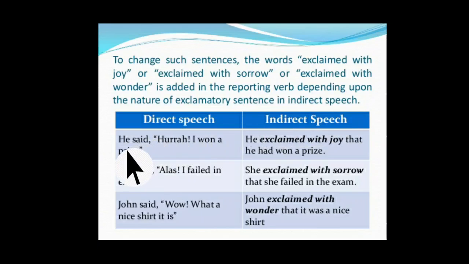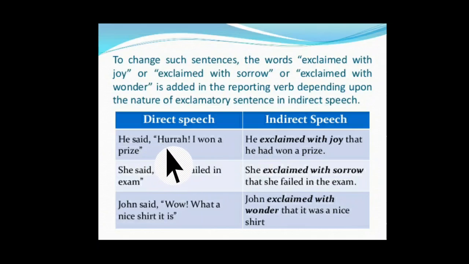For example, he said, inverted commas begin, Hurrah! I won the prize, inverted commas close. अब he said की जगह, that is the exclamatory sentence, he exclaimed with joy that he had won a prize.